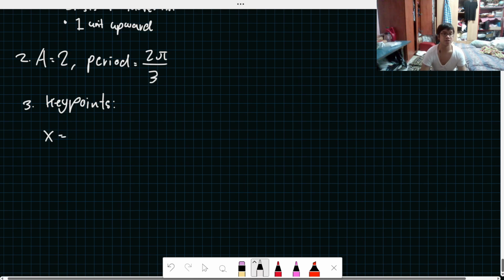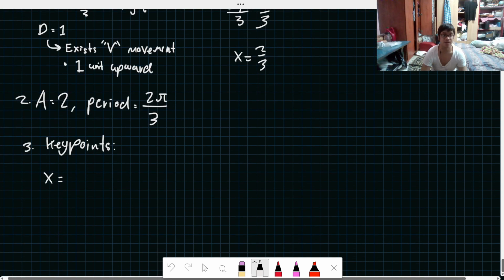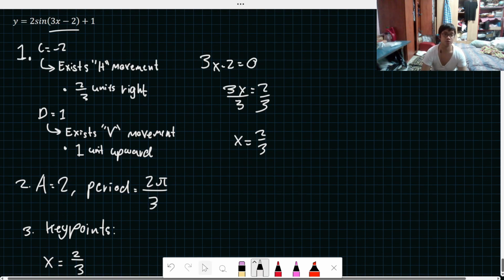So to find your x, what are we going to do? You will equate 3x minus 2 to 0 and solve for your x. So 3x minus 2 is equal to 0. Transpose 2 to the right, you will have 2. Then divide both sides by 3, and you have x as 2/3. And that is the x value of your first key point.